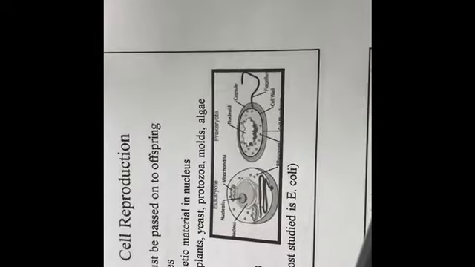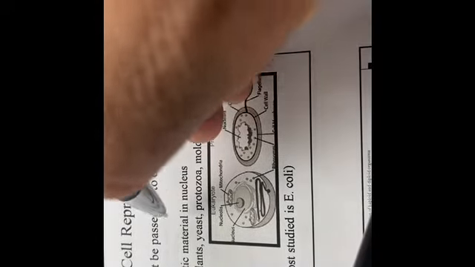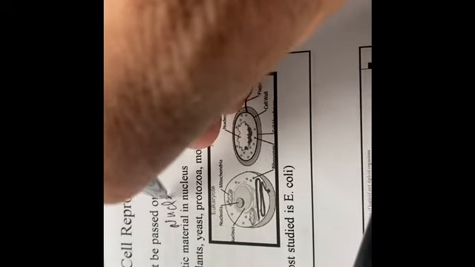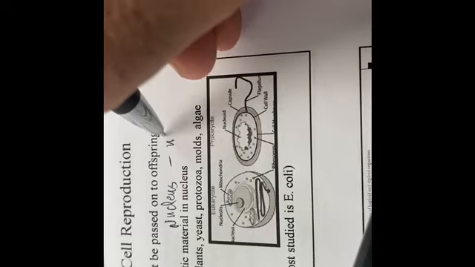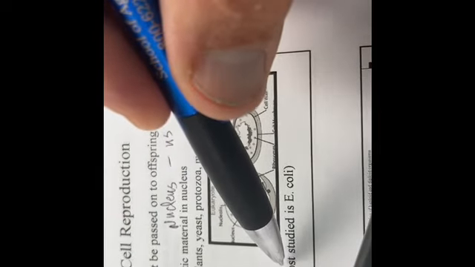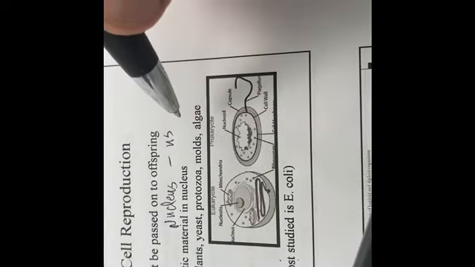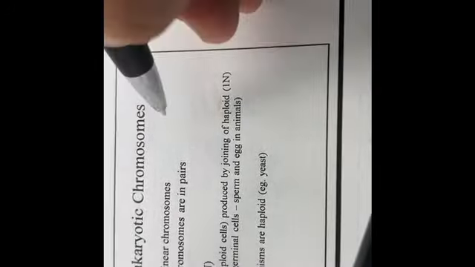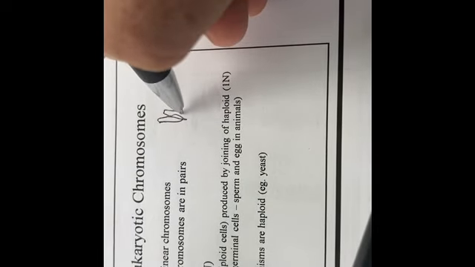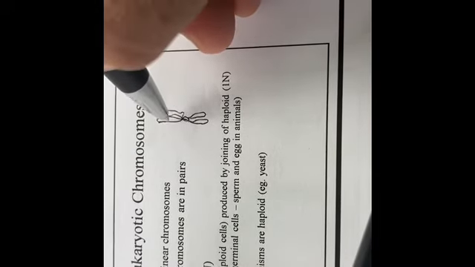So, cell reproduction. Genes are going to be passed on to offspring. Eukaryotes are those that have a nucleus, so that would be us, plants, yeast, protozoa. Prokaryotes have no nucleus, and that's going to be our bacteria. Basically, guys, we're not worried about the prokaryotes. We're strictly going to talk about eukaryotes. So, multiple linear chromosomes, and we saw that chromosome with our centromere down through it. So we've got linear chromosomes.